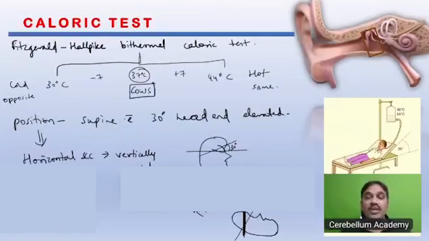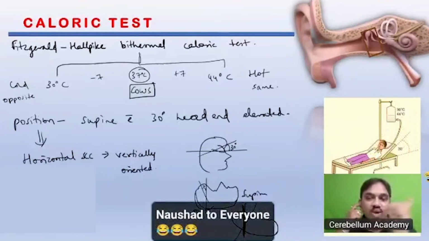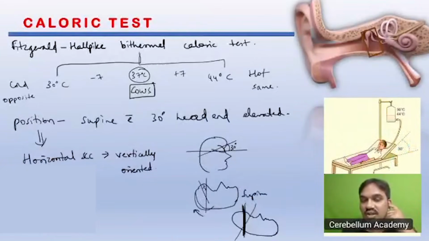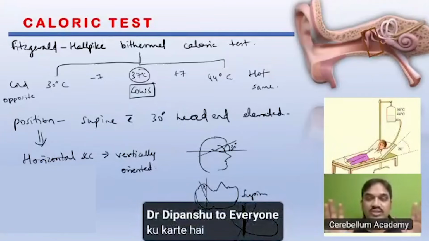So this phenomenon is seen in a normal person. Like you and me, if I do this caloric test on myself, I give hot water on this side, same side nystagmus. Cold water this side, opposite side nystagmus. I give warm water here, same side nystagmus. I give cold water here, opposite side nystagmus. If I am getting this response, that means the patient is normal. That patient is not a patient, he's a normal person.